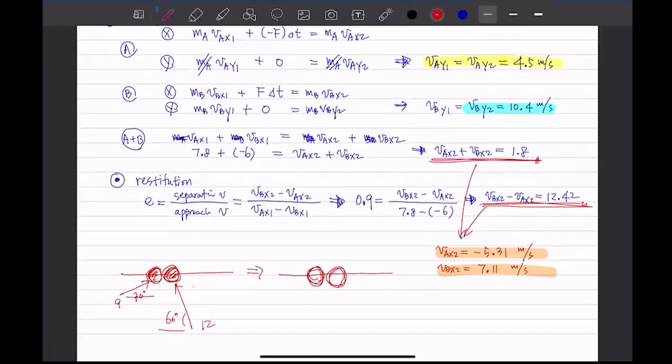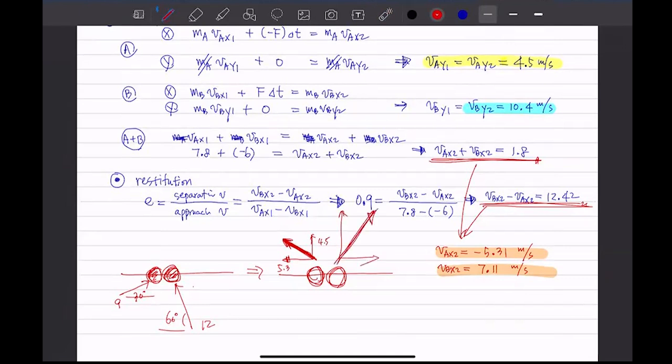Okay, so it's going towards the left about 5.3 and going up 4.5. So it has this kind of direction and value, right? And what's the value for the Y? Y is 10.4 and 7.11. So it's 10.4 going up like that and 7.11 going to the right, maybe like this.